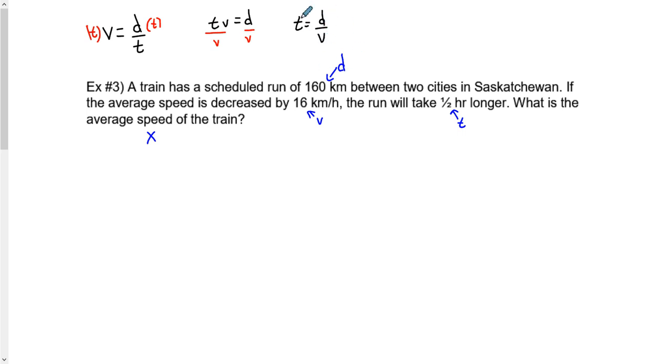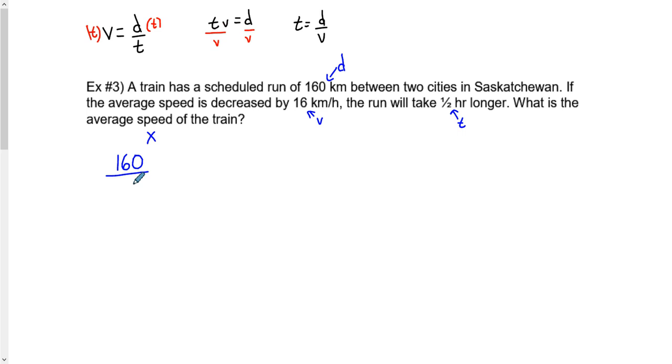Distance divided by speed equals time. So for this example, it says a train is scheduled to go 160 kilometers. But when you decrease the speed by 16 kilometers per hour, it takes a half hour longer. So our distance is 160 kilometers.